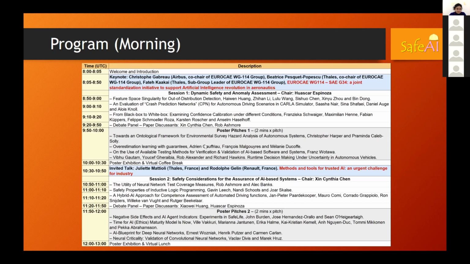So the first one is actually by Chris Harper, and the talk is towards an ontological framework for environment to the hazard analysis of autonomous.